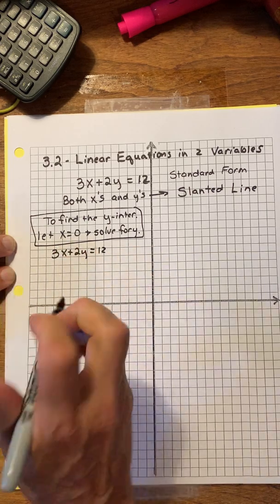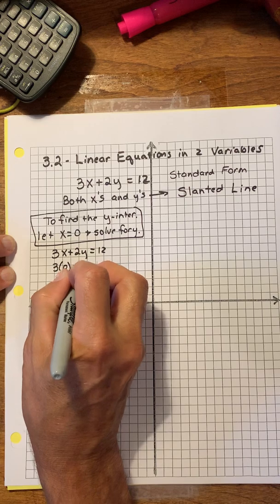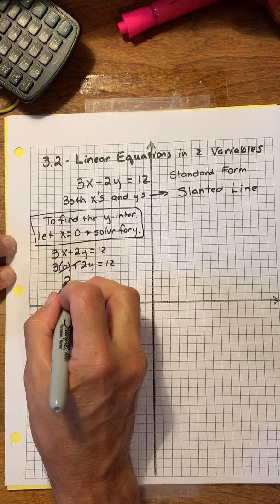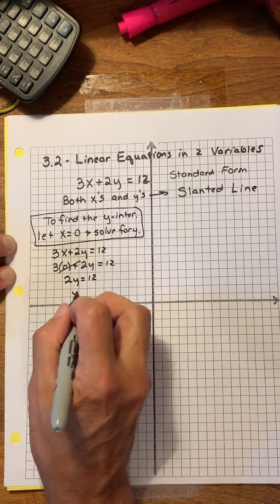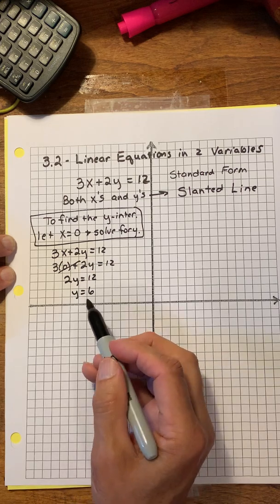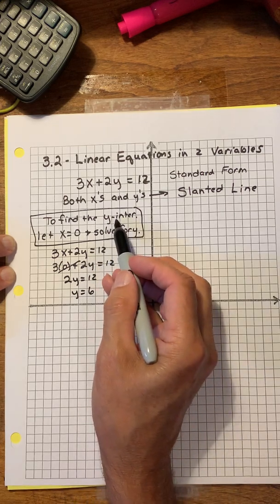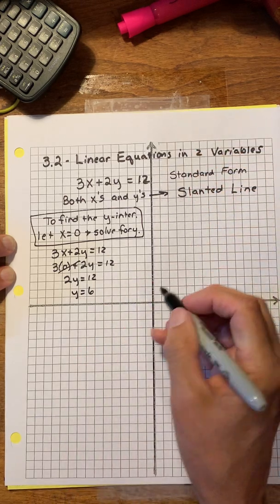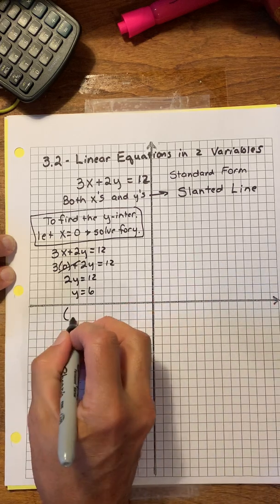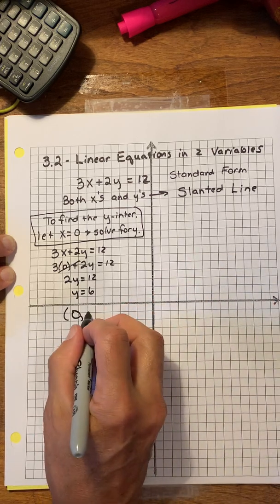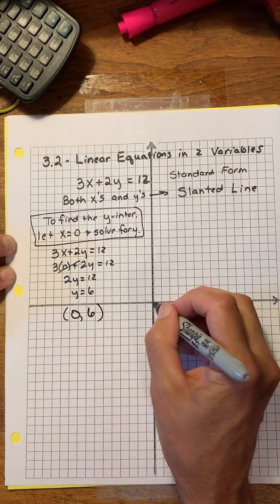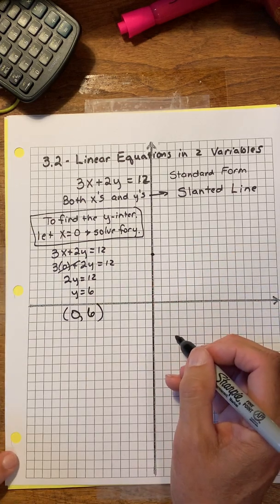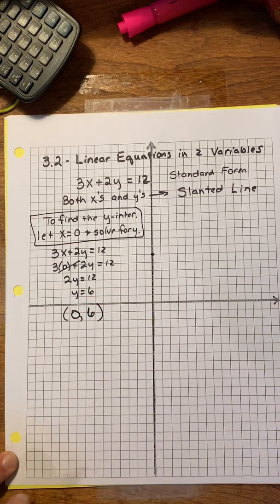Let x equal 0, okay? 3 times 0 is just 0. 2y is 12, so y must be 6. I'm just finding my y-intercept. The y-intercept is 6. It's going to cut the y-axis at positive 6. That's a point: x is 0, y is 6, (0, 6). There's my y-intercept. So whatever my line looks like, it's going to go right through that point.